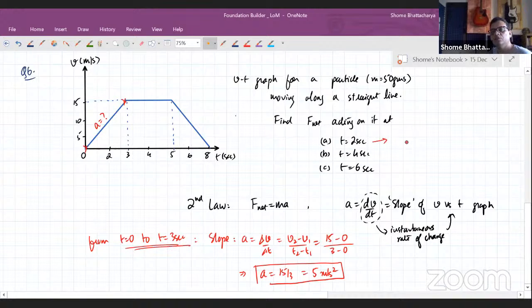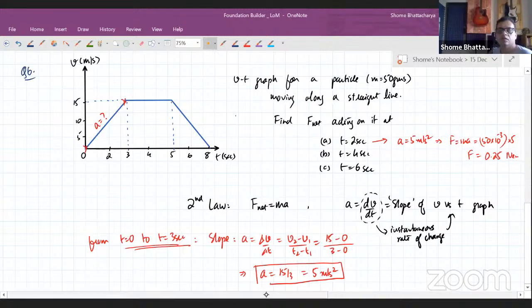So therefore, at t equal to 2 seconds, the acceleration is 5 meters per second square. So the force is 5 into 10 raised to the power minus 3 into 5. Okay, so that is 0.025 newtons. This will be the force acting. Okay. Now similarly, you work out that at 4 seconds, the time is this one. What will be the slope? Here the slope will be 0 because it's a straight line. So what about the acceleration here? It should be 0. So force should be 0. Whereas here the acceleration was 5 meters per second square.